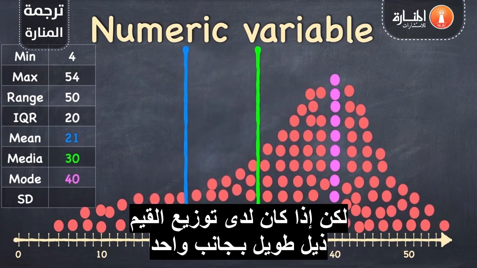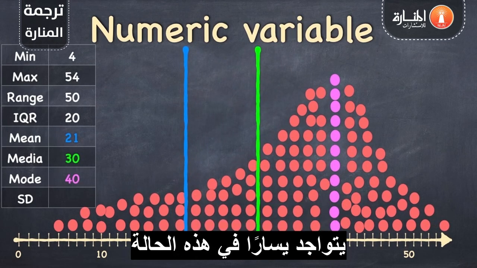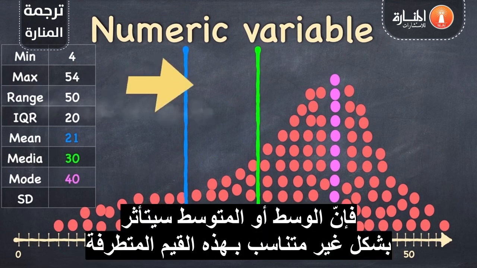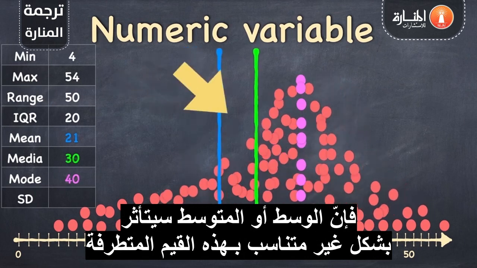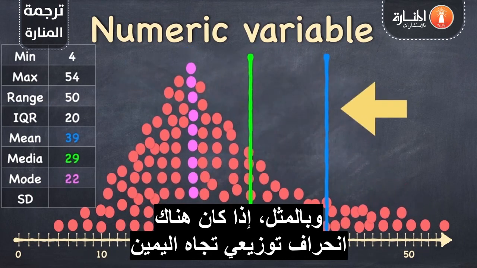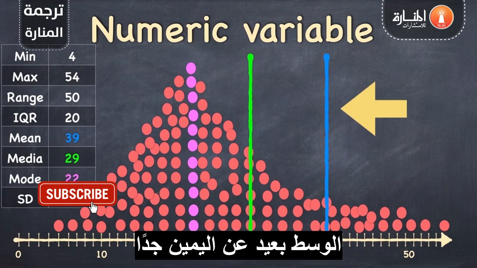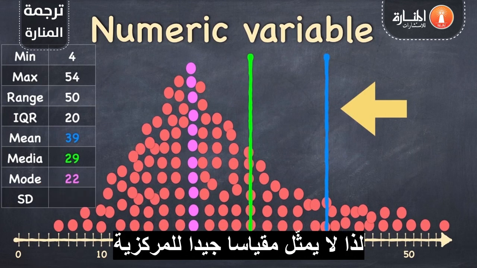However, if the distribution of values has got a long tail to the one side, the left side in this case, and we say this is left skewed, then suddenly the mean or the average is disproportionately affected by the outliers and these extreme values. Similarly, if you have a right skewed distribution, and remember the tail is to the right, so we say that it's right skewed, the mean is way too far to the right, so it's not a good measure of centrality.